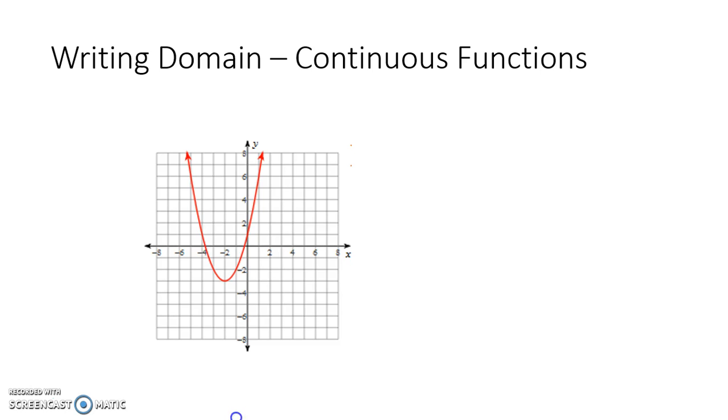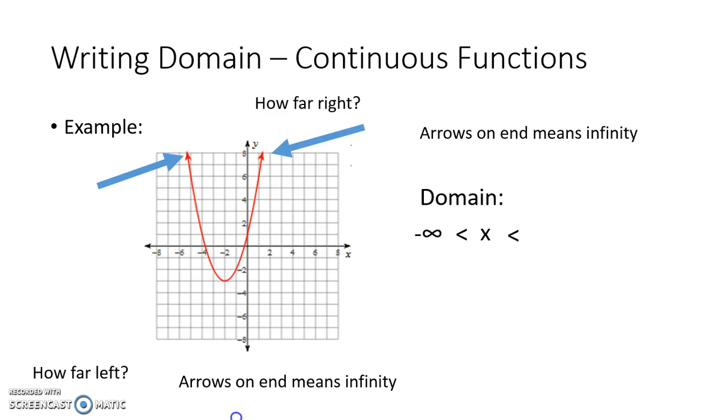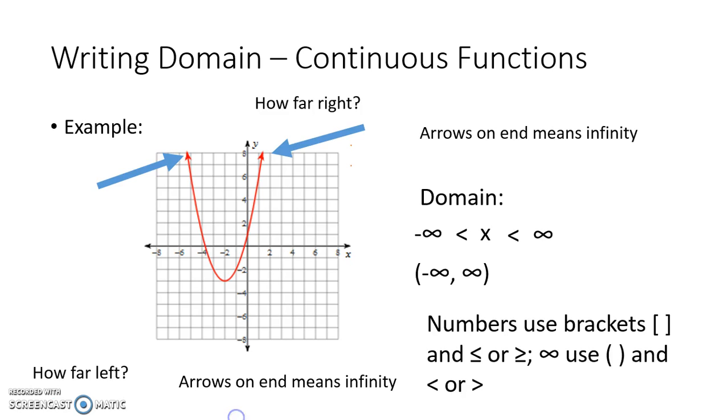So another example here on this one. Domain is your x, how far left. I have an arrow on the end, so that means infinity. So I have negative infinity is less than x. To the right, another arrow on the end, so that's going to be less than positive infinity. Inequality notation, interval would be inside parentheses because I have infinity.